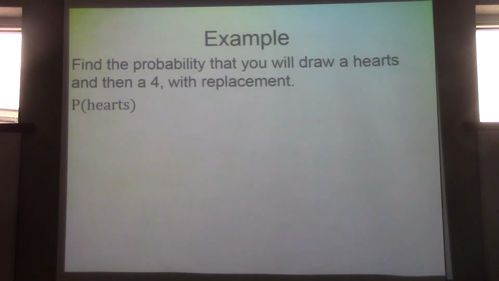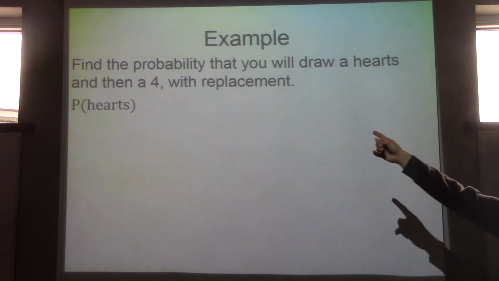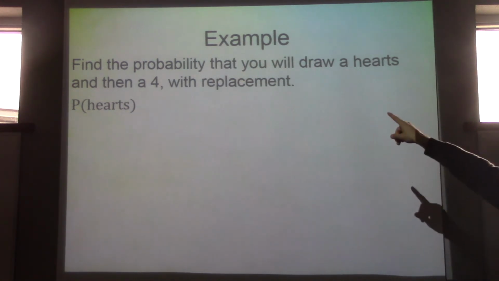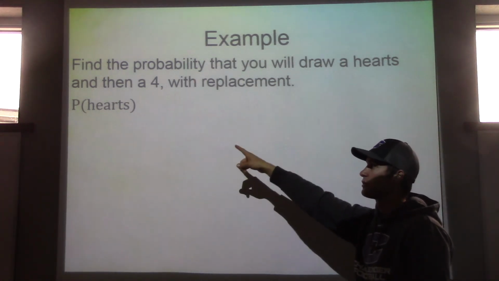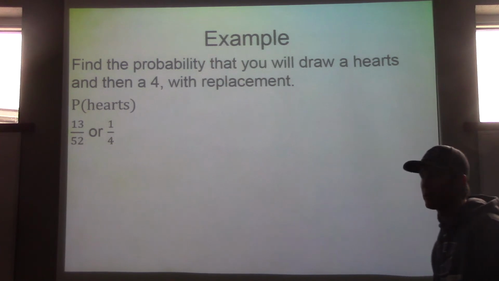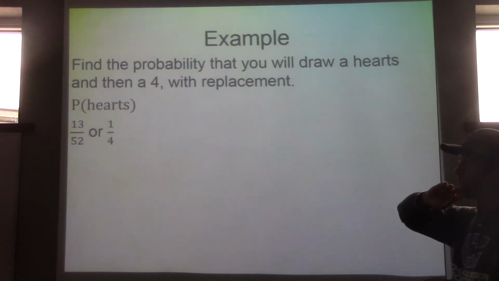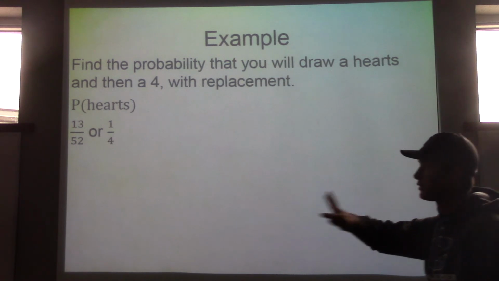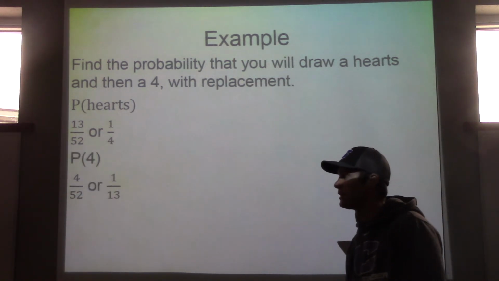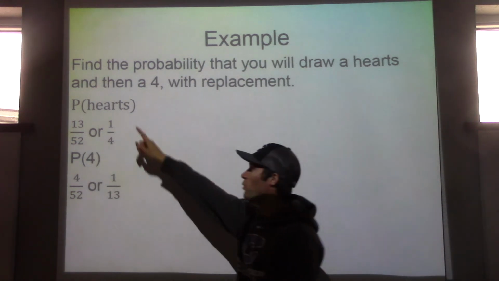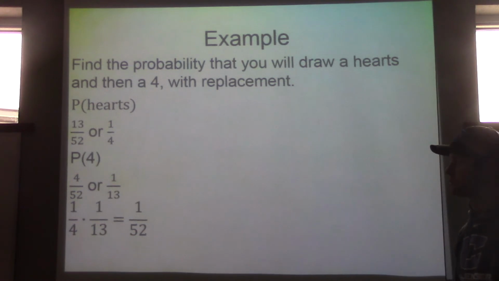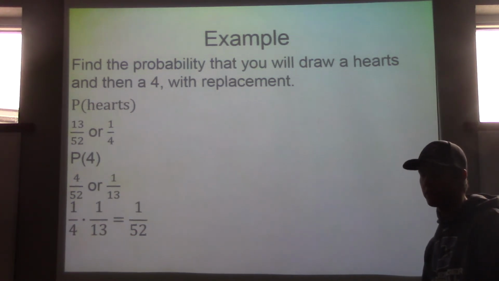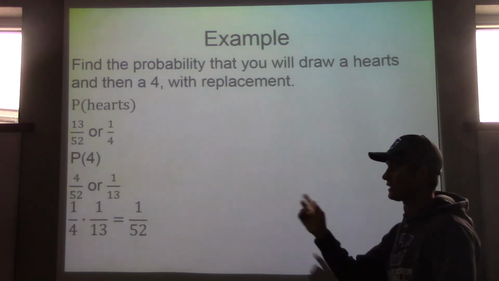Find the probability that you will draw hearts and then a 4 with replacement. So we draw a card and then we're going to replace it. So what's the probability of drawing a hearts? There's 13 hearts, so it'd be 13 out of 52, or 1/4. What's the probability of getting a 4? Well, there's 4 fours, so it'd be 4 out of 52, or 1/13. So we multiply 1/4 times 1/13, which gives me 1 out of 52. So it'd take me 52 draws, 52 times of doing this over and over, theoretically, to get it to happen 1 time.